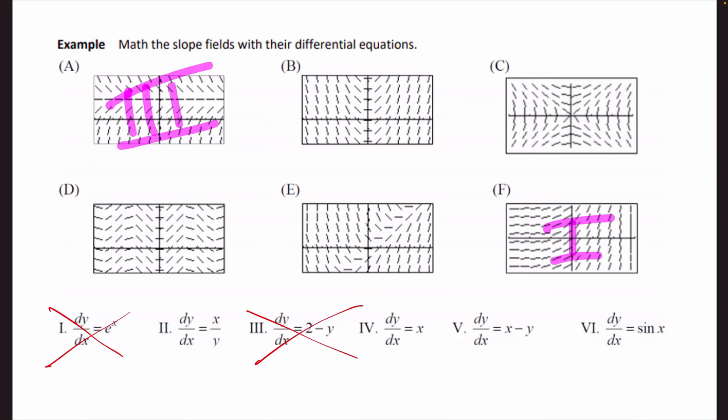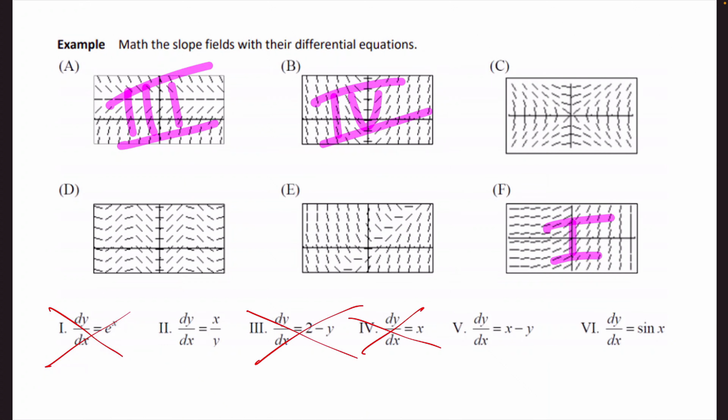Number 4. X runs the show, right? Y has no say in anything because there is no Y. So anytime I plug in an X, that's going to be the slope, right? So when X is 0, it's going to be horizontal. When X is 1, it's positive, positive, positive. When X is negative, it's always going to be negative, right? Which one matches that? B. Okay, that's 4. Good.